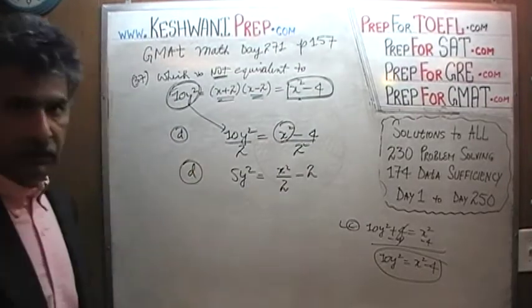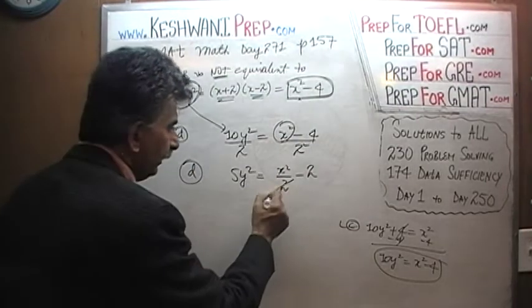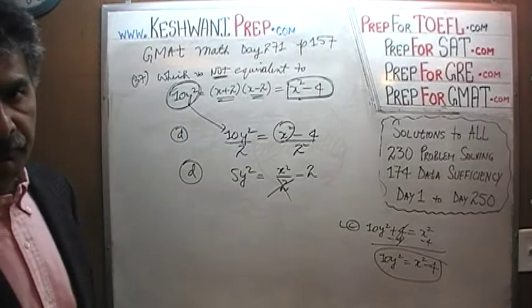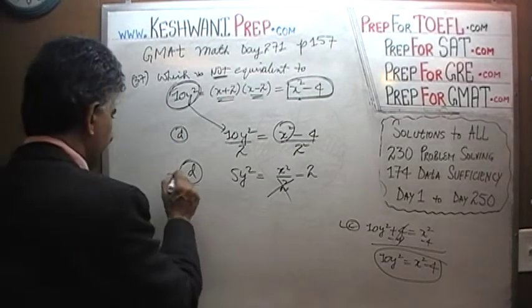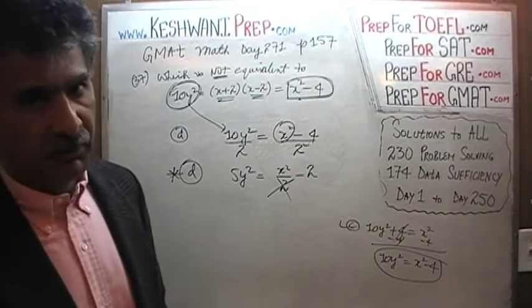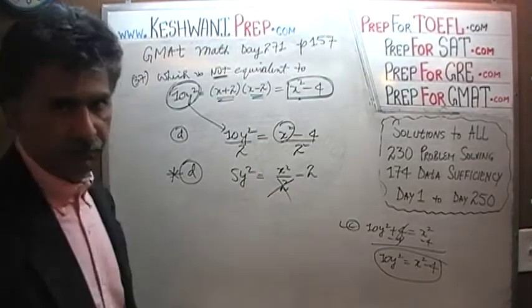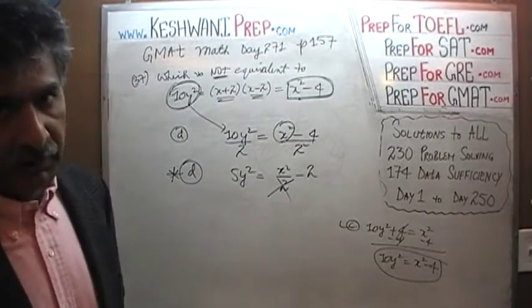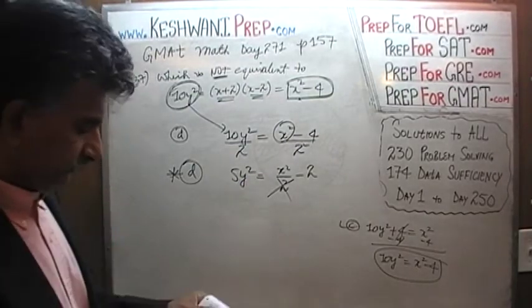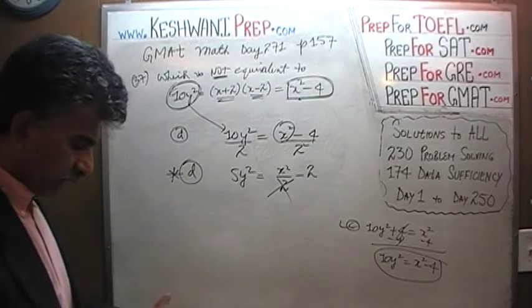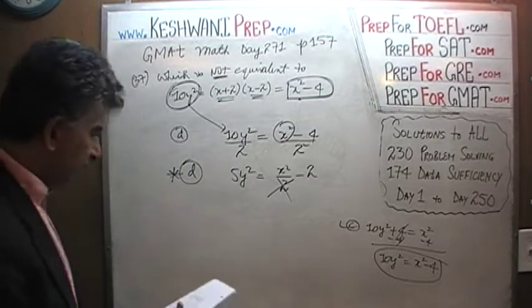In D, the 2 at the bottom is missing. D is not the same equation as the original equation, because they do not divide the x squared by 2. They divide the other two terms by 2, but not the x squared. Answer is D. Just to satisfy our curiosity, let's take a very quick look at E.